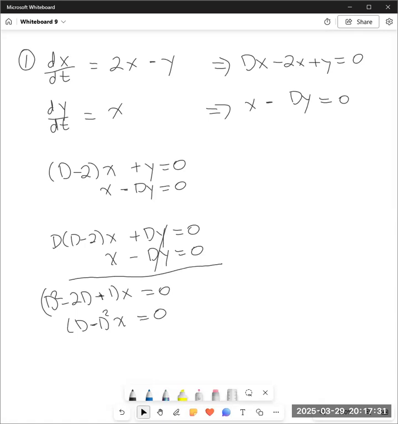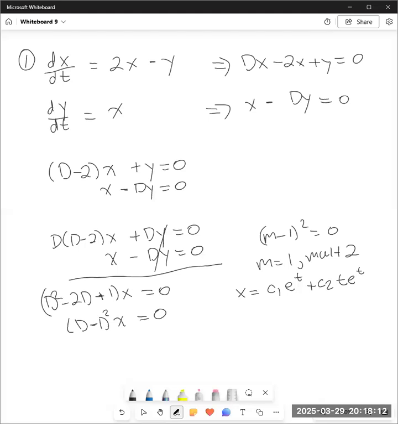(D minus 1) squared x equals 0. We'll change that into the auxiliary equation, (m minus 1) squared equals 0. m equals 1 with multiplicity 2, giving us a solution for x, as x equals c1 e to the t. t is our variable here, plus c2 t e to the t.